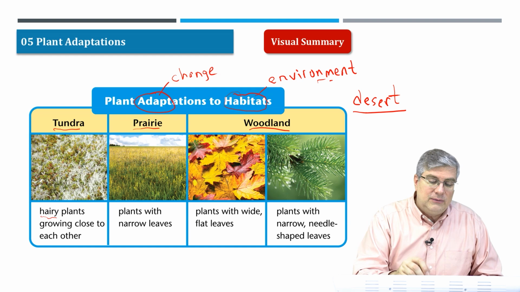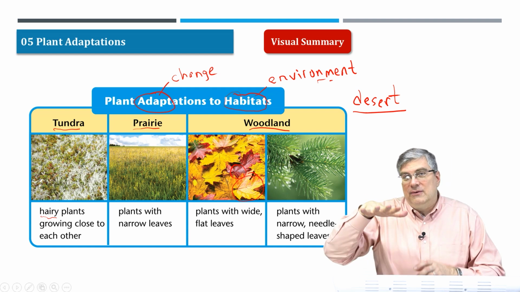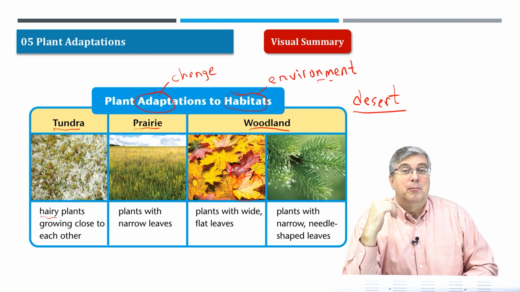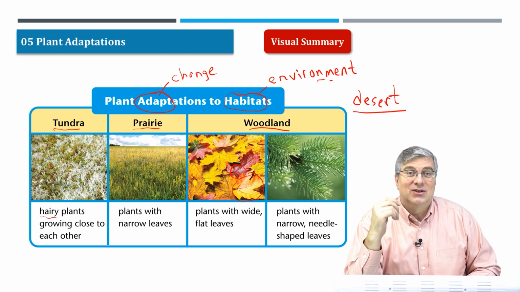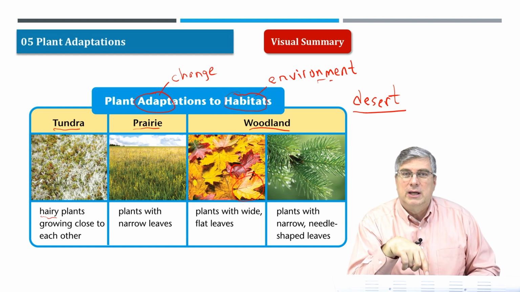Now in a woodland, you notice two different types of trees. Look at the leaves on the picture on the left under woodland. You see these leaves here. They are wide, flat leaves. Canada is famous for their maple tree, right? Where they get syrup. And the maple leaf is on their flag. And that's the type of leaf that we're talking about.